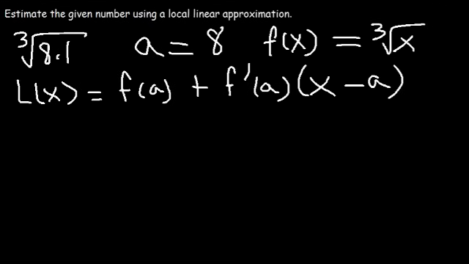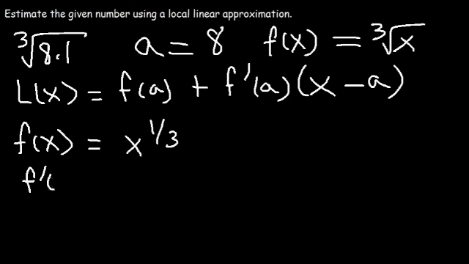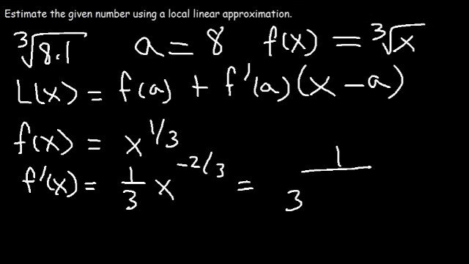So let's find the first derivative. If we rewrite the function, f of x is x to the 1/3. Therefore, using the power rule, f prime of x is 1/3 x to the negative 2/3. 1/3 minus 1 is the same as 1/3 minus 3/3, which is negative 2/3. And if we rewrite it, it's going to be 1/3 x to the positive 2/3. So now what we need to do is plug in a to find f prime of a.